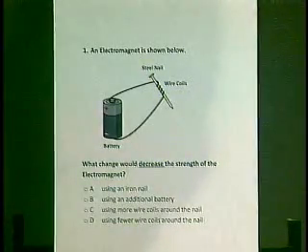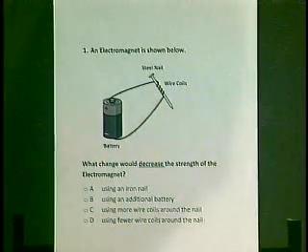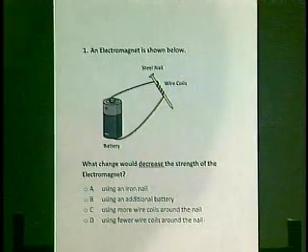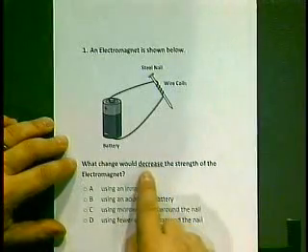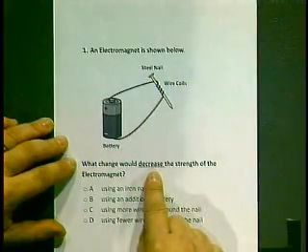What change would decrease the strength of the electromagnet? A, using an iron nail. B, using an additional battery. C, using more wire coils around the nail. Or D, using fewer wire coils around the nail. And again, when questions like this are written, you need to look at clues. And if we look at the question again, just very briefly, notice the word decrease is underlined. That's a clue. Decrease means to make weaker or lessen.